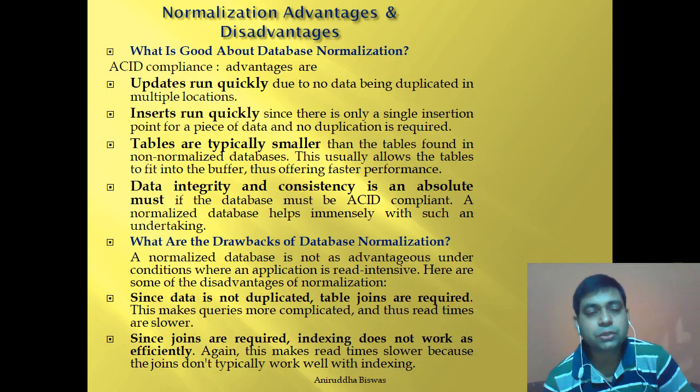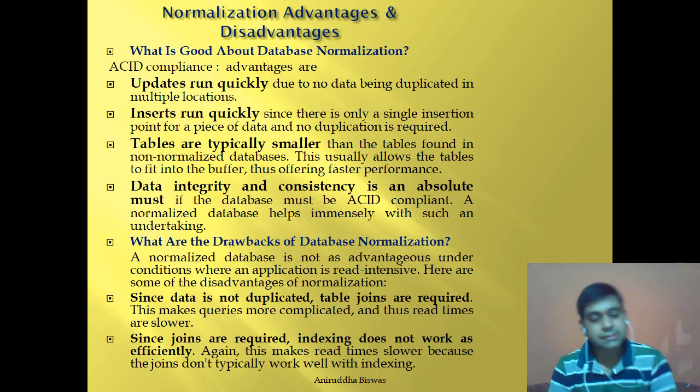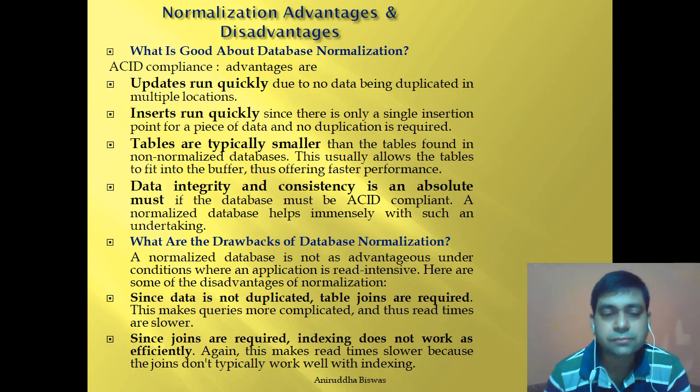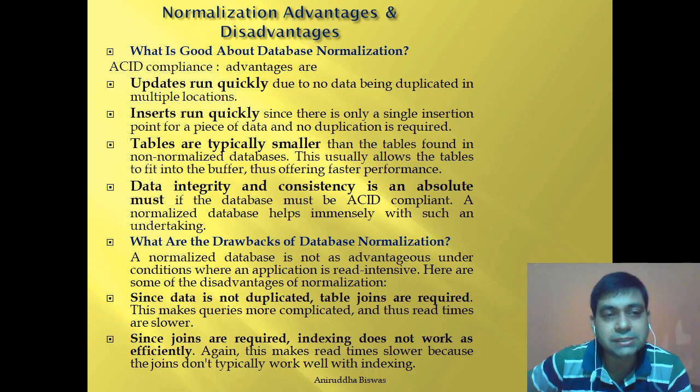Before we delve into the normalization parts, that is 1NF, 2NF, 3NF, and so on, we should know what are the advantages and disadvantages of normalization. Now, if we normalize the database, then it should be ACID compliant. Now, what is ACID, that we will discuss in the chapter called transaction, where the transaction follows some ACID properties: atomicity, consistency, isolation, and durability. So those properties will be discussed later.